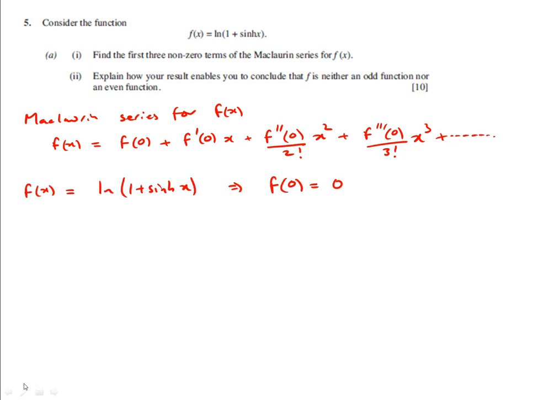So f of naught is the natural logarithm of 1 plus sin naught. Sin of naught is naught, so f of naught is just the natural logarithm of 1, which is 0. So we've got f of naught is naught.